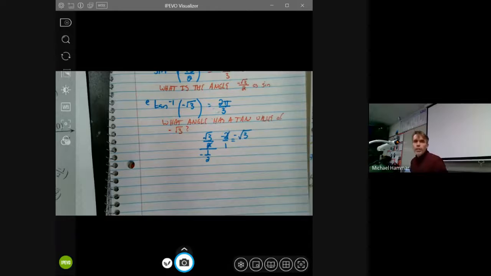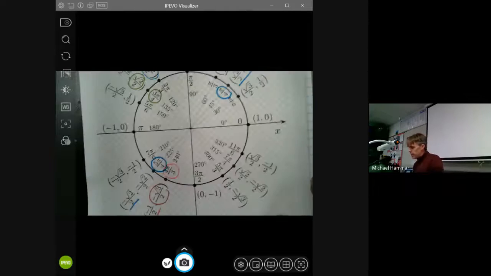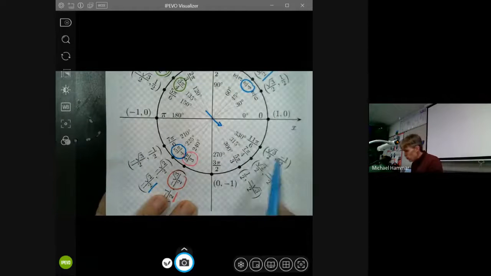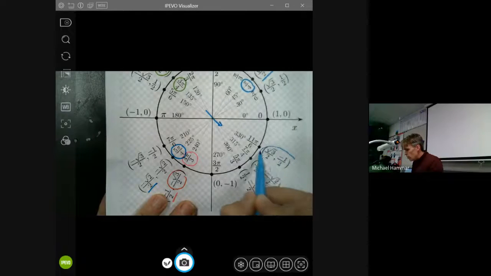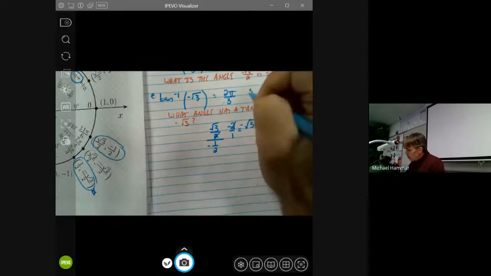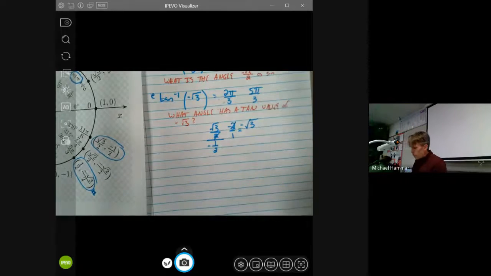Now, we need to remember when we're working with tangent, we have to use certain domains, okay? Because if we go down to this quadrant at the bottom, we also could get that same thing if we use this one right here. It's going to be y over x. So it's also at 5 pi over 3.